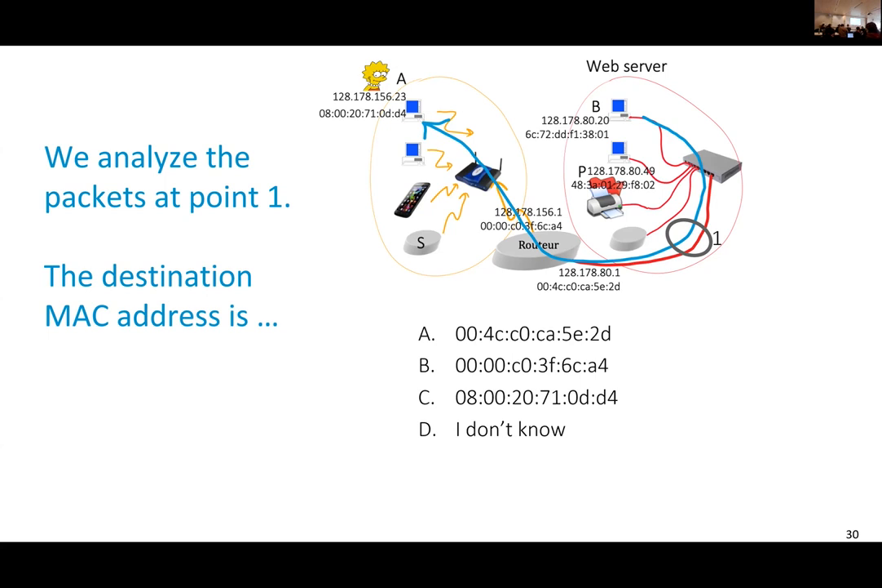From what side are we looking, from A side or B side? So B is sending to A. That's what the arrow means. From one, are we observing it? So we are at one, and we see the packet as it flies here.